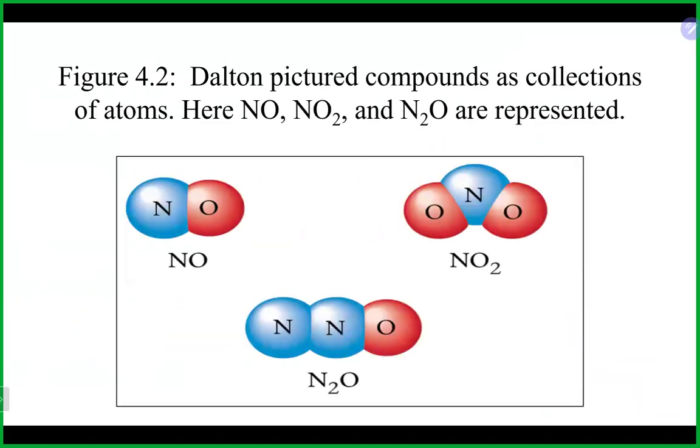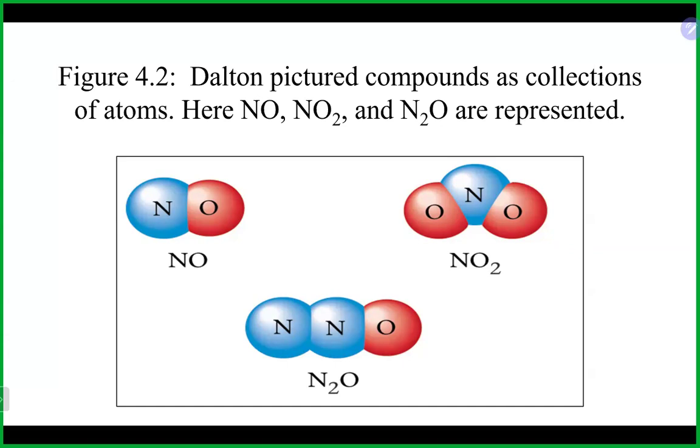Now, he sort of pictured compounds as a collection of atoms, and here we have nitrogen and oxygen together. And again, depending on the arrangement of those elements, all 3 of these compounds here only contain nitrogen and oxygen, but they all do have different properties. And that happens because, in some cases, we have different numbers of nitrogens, and different numbers of oxygens. But they will always come together in a ratio, in terms of their mass, that is the same. They come together in whole number ratios.